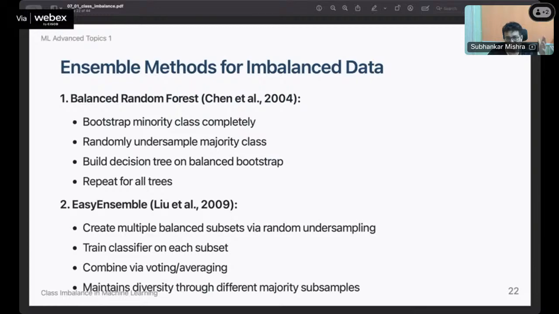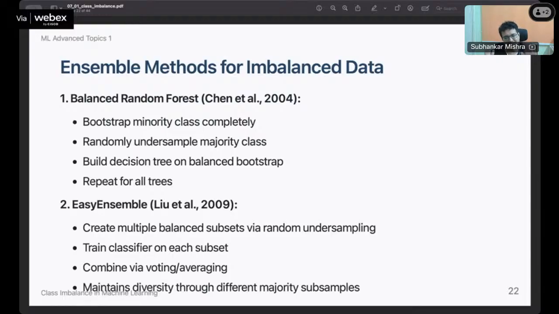One of them is this: regular random forest already uses bootstrap sampling, but balanced random forest helps it better understand that a minority is present. Here you bootstrap the minority class completely, which means you include those samples every time so that they don't go away, because each of the observations is important. Then you randomly undersample the majority class only, to match the minority class.